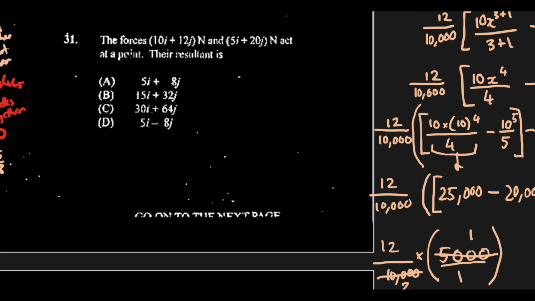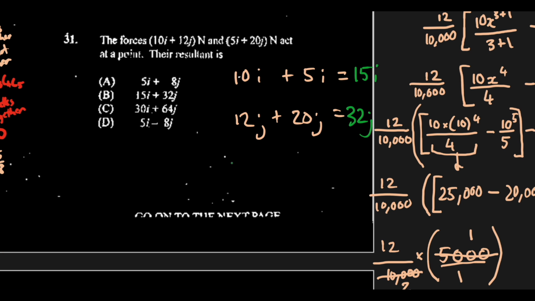Alright, so for the next question, it's saying that the forces 10i plus 12j and 5i plus 20j act at a point. So they're acting at one point. What would be the resultant force? So basically, we just add the i's together. So then we have 10i plus 5i, and then after we'd have the j's added together. So we have 12j plus 20j. So 10i plus 5i would be 15i. This would be 32j. Both numbers would be positive, so we'd have 15i plus 32j. So our answer is right here.